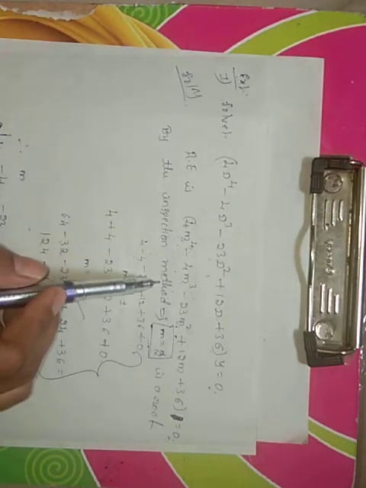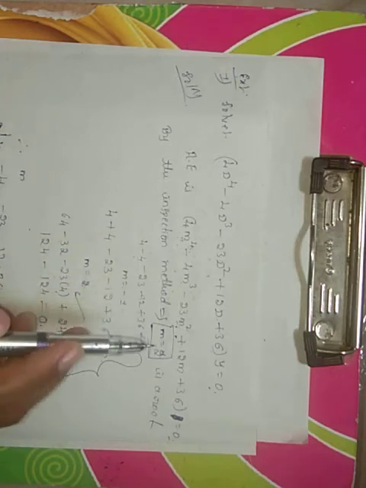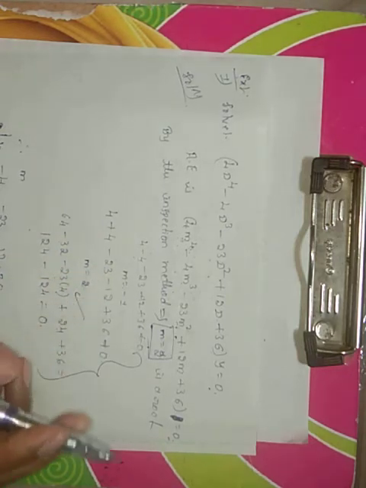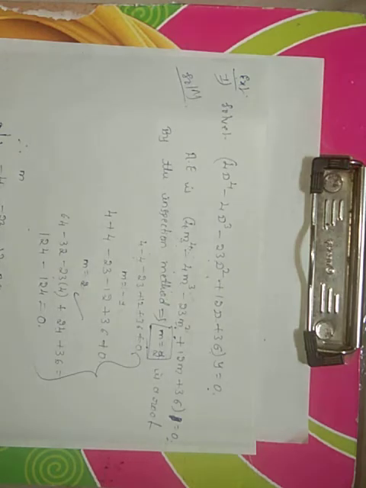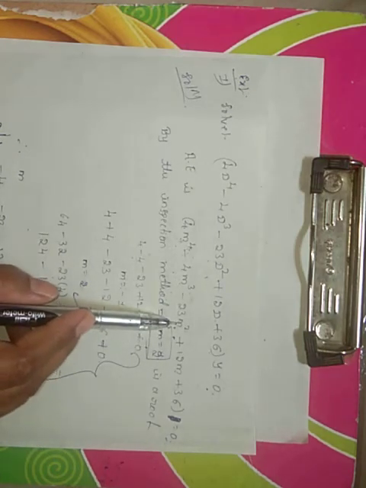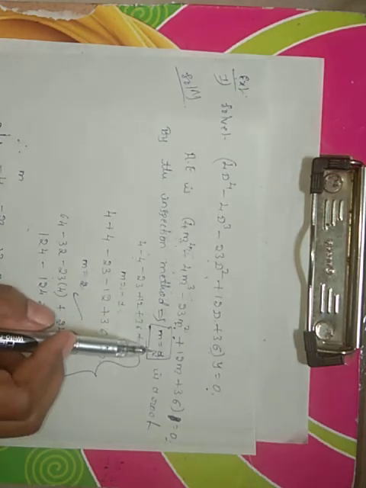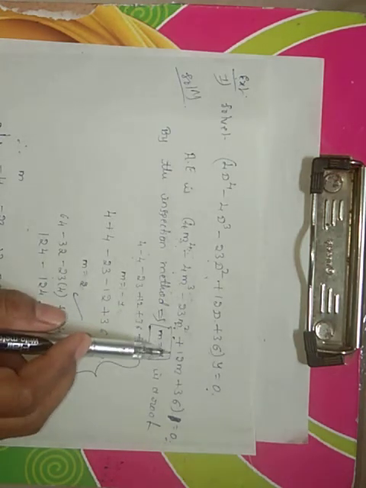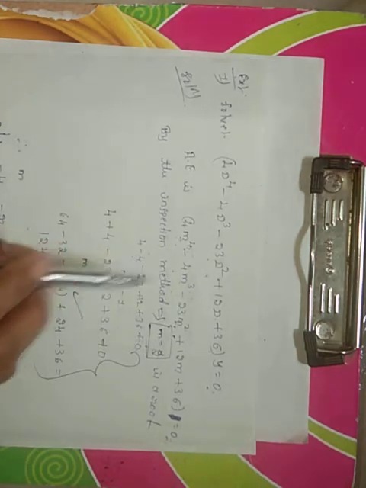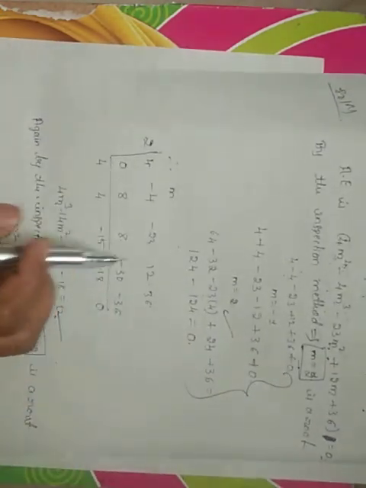By the inspection method, we try m equal to 1, m equal to minus 1, m equal to 2, m equal to minus 2, and so on. We have to check whether this equation is satisfied or not. This equation is satisfied at m equal to 2. So we consider m equal to 2 as a root by the inspection method. Then we move to the synthetic division method.